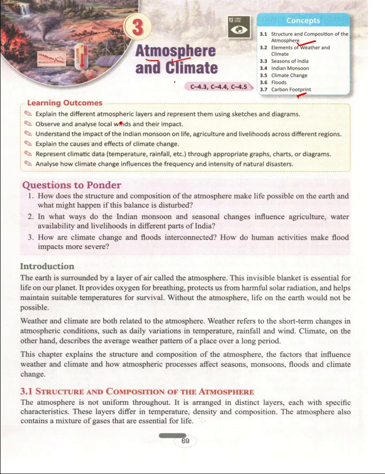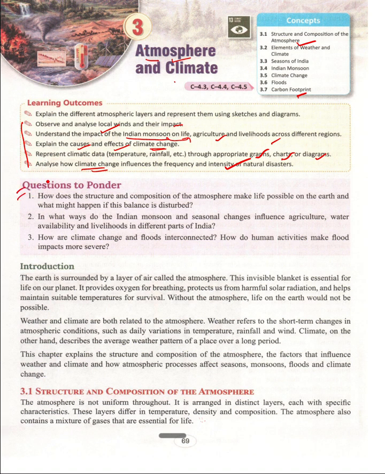In the coming classes we will explore more about local winds and their impact, and especially about the Indian monsoon, how it has its own impacts on our life, agriculture and livelihood across the different regions of our country. We will explain the causes and effects of the climatic changes, and through some graph explanations we will certainly check how climatic changes influence the intensity of disasters. All these topics we are going to cover slowly one by one.